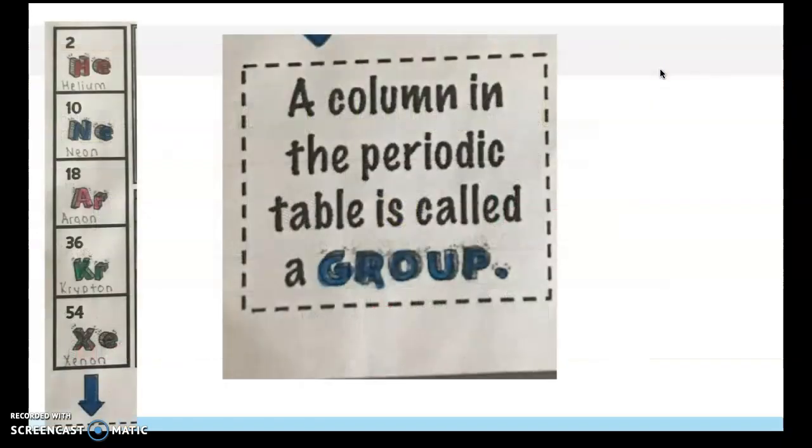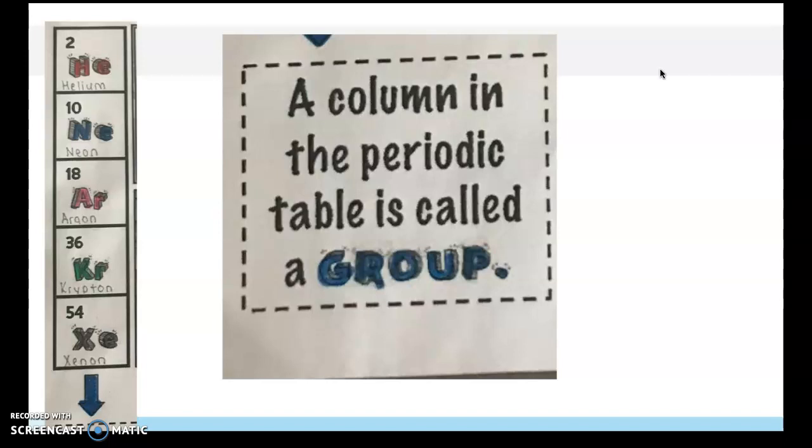We know that a column in the periodic table is called a group. Now, rows mean something, but that's something we don't need to talk about for 8th grade science. But a group is really important because all of the elements in the group have the same number of valence electrons. And we learned yesterday that it's the number of valence electrons, or the electrons in the outer shell, that enable an atom or an element to be reactive.